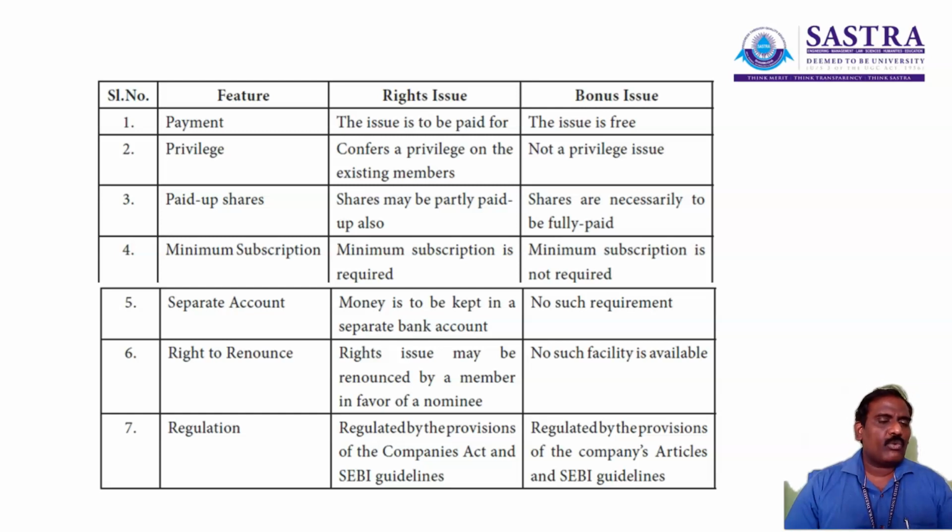The second one, the differentiation in terms of privilege: the privilege is conferred on the existing shareholders. It is not a privilege issue, it is only the bonus issue. Next one, the paid up shares. Shares may be partly paid up in a rights issue, but for bonus shares, only fully paid up shares are eligible. And minimum subscription is required for the rights issue, but it is not required for the bonus issue, since the bonus issue is free of cost.